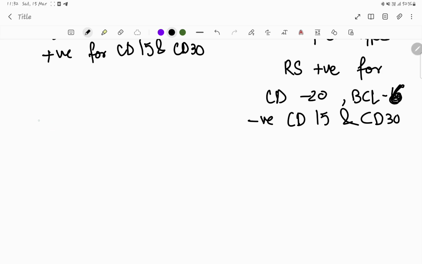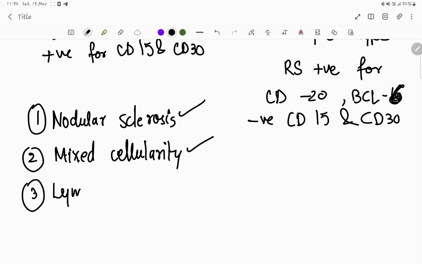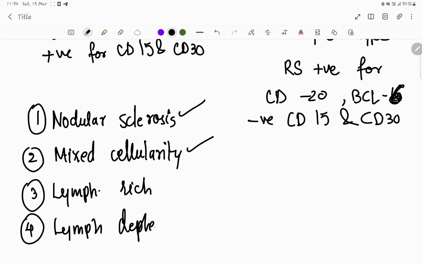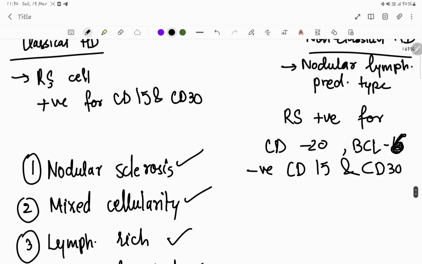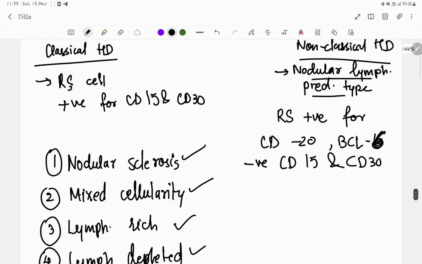Under classical Hodgkin's disease, we have nodular sclerosis, then mixed cellularity. You have to learn all this, okay? Nodular sclerosis, mixed cellularity. Then third is lymphocyte rich, and fourth is lymphocyte depleted. Under the non-classical one there is only one type, which we have already mentioned, the nodular lymphocyte predominant type.